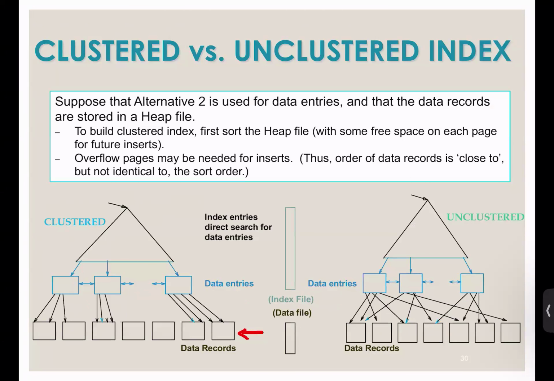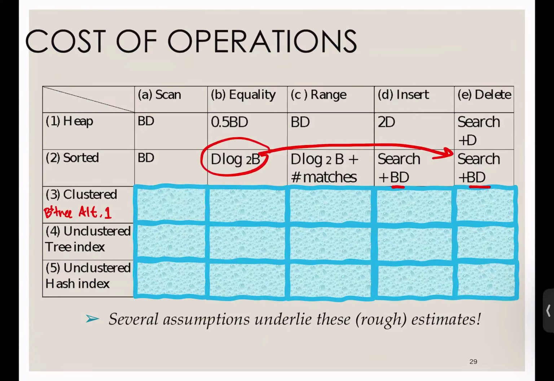For cluster index, if we want to scan everything, that means all the pages here must be read. But for all the index part, all the pages will have page occupancy of 67%. So here we have 67% occupancy. So instead of having B pages total, we would end up having 1.5 B pages. Right?